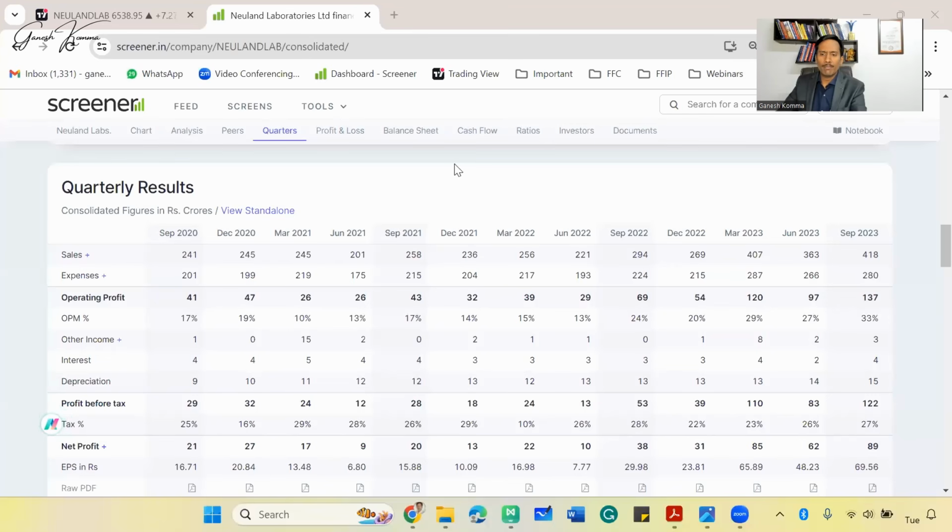Let's go to Screener and watch how exactly the numbers have been for Newland Laboratories. I'm just giving you a case study. We can apply this to any company which you are looking at.